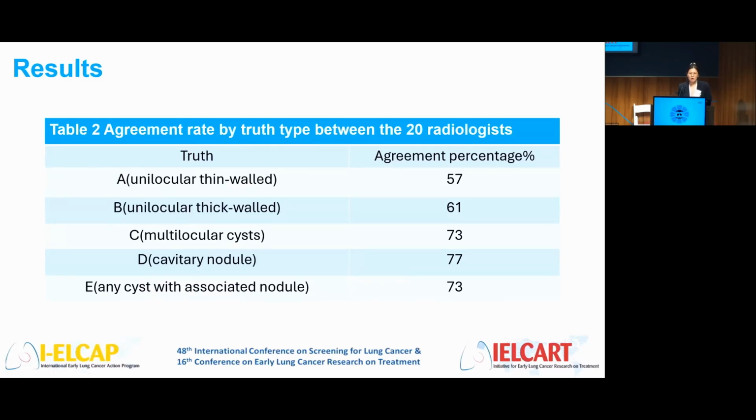Table 2 shows the agreement by truth type among the 20 radiologists. The lowest one is type A, unilocular thin-wall cyst. It's 57%.